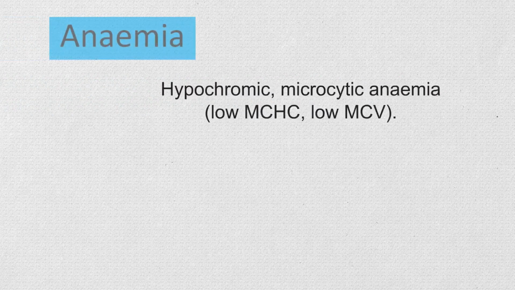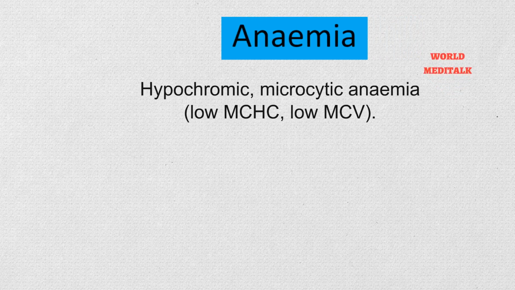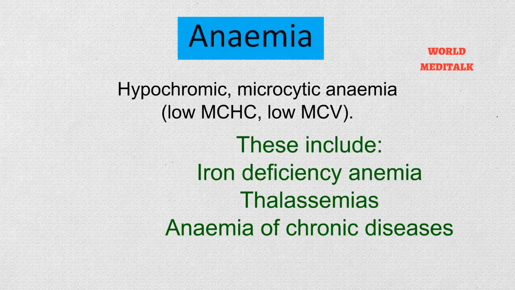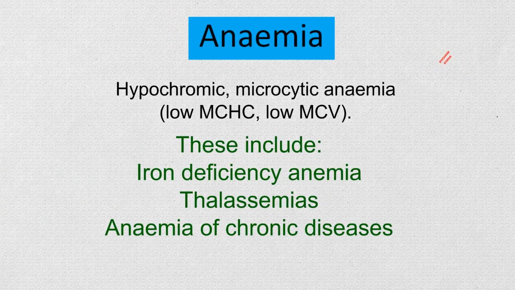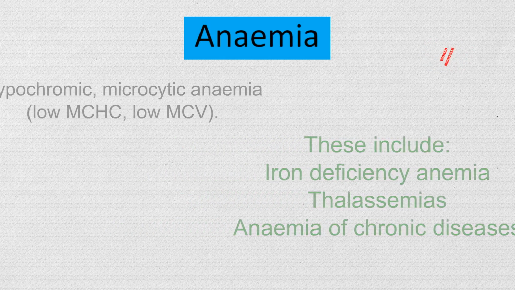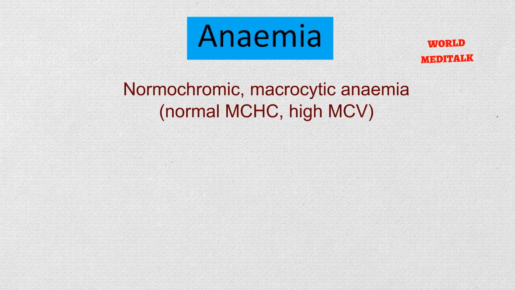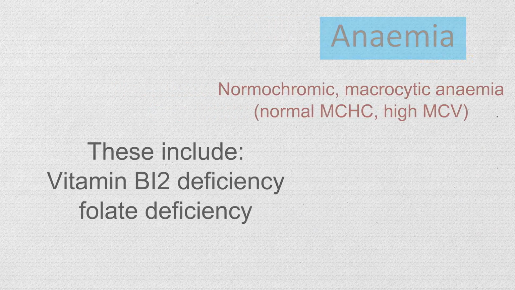Hypochromic microcytic anemia: low mean corpuscular hemoglobin concentration, low mean corpuscular volume. This includes iron deficiency anemia, thalassemia, and anemia of chronic diseases. Normochromic macrocytic anemia: normal mean corpuscular hemoglobin concentration, high mean corpuscular volume. This includes vitamin B12 deficiency and folate deficiency.